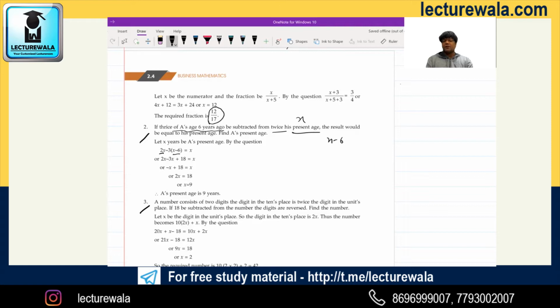From this 2x, you subtract thrice the age 6 years ago. Six years ago his age will be x minus 6, and thrice of this is 3 into x minus 6. So if this is subtracted from 2x, that is the left hand side. The question says this is equal to the present age, which is x. So this is equal to x. They have solved it. The answer is 9.